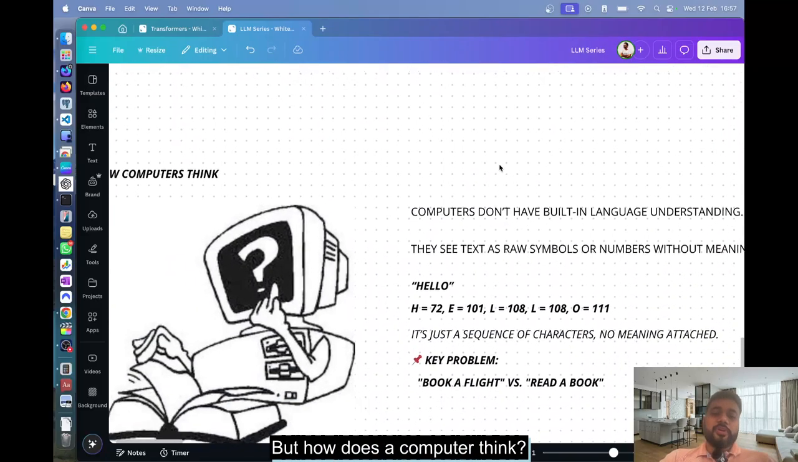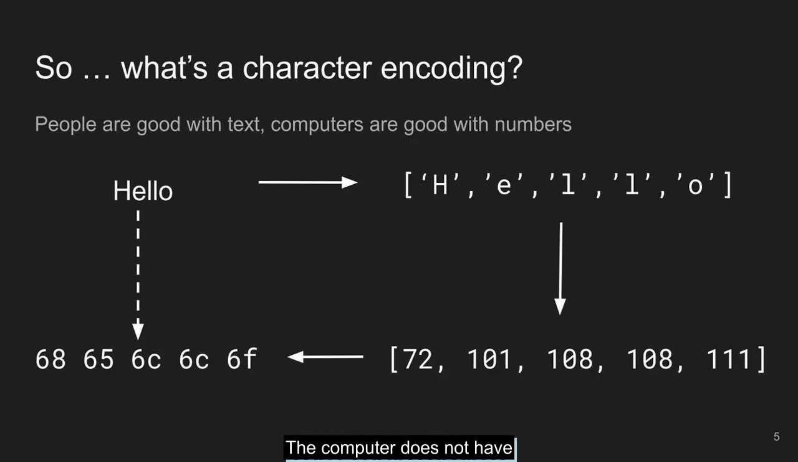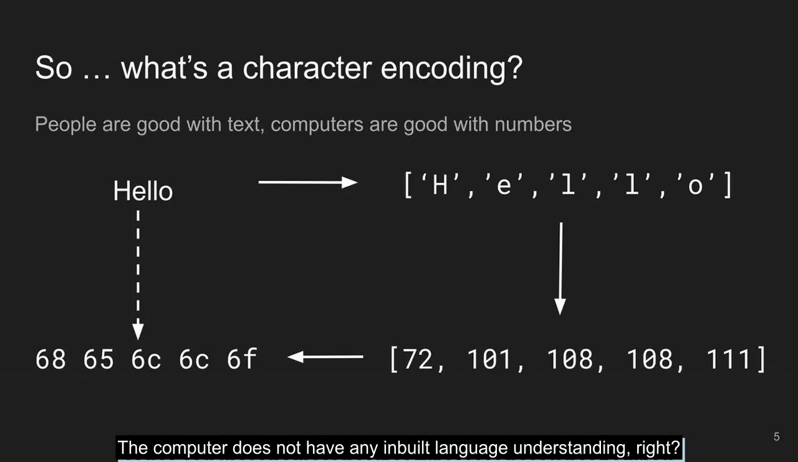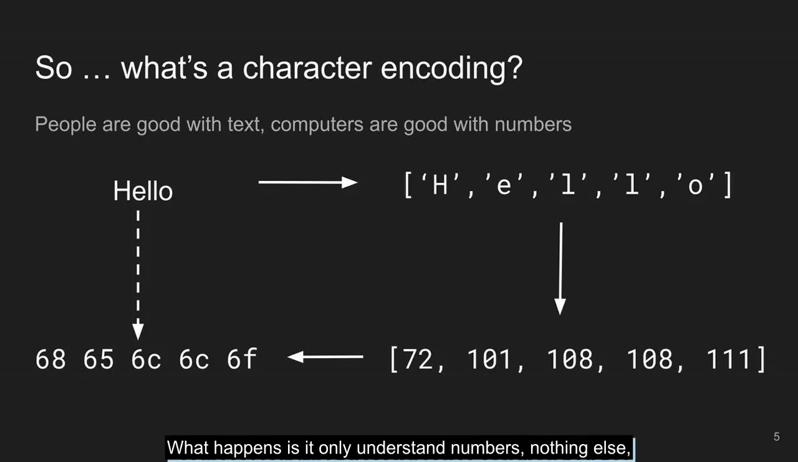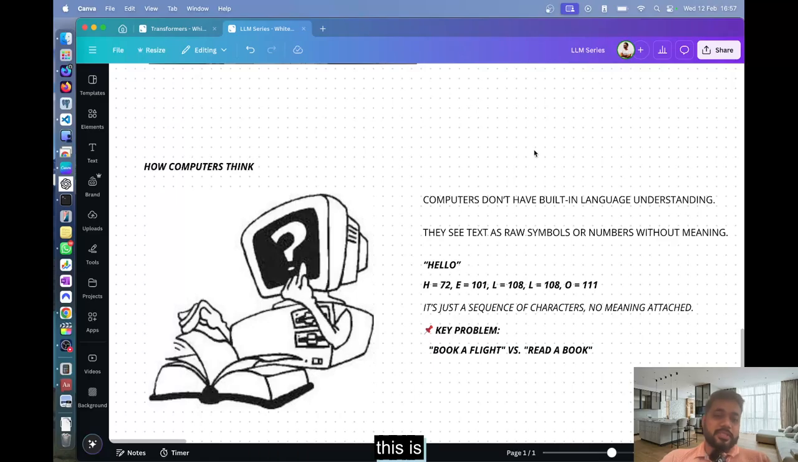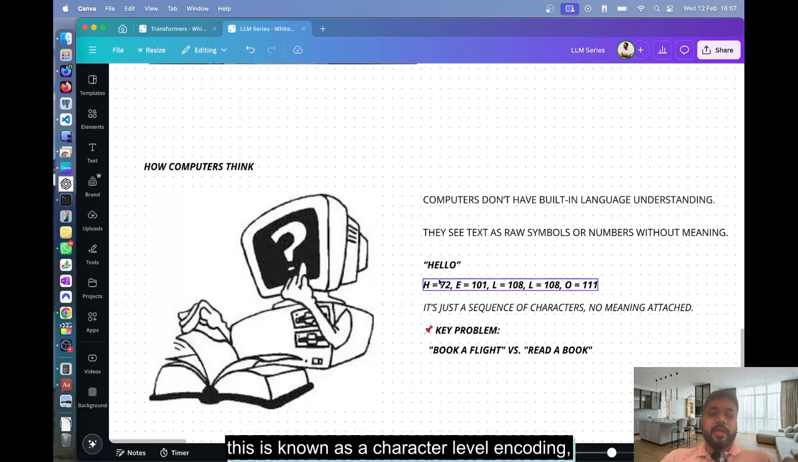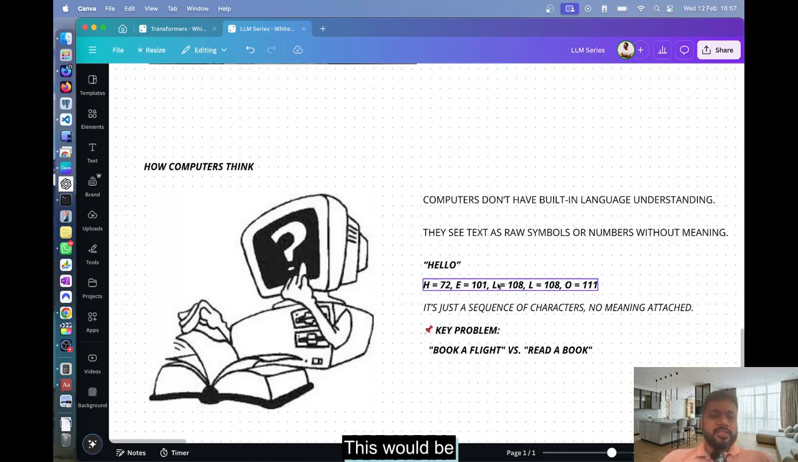But how does a computer think? The computer does not have any inbuilt language understanding. It only understands numbers, nothing else. So initially what we did was what is known as character level encoding, where each character we assign a particular number to. This would be unique to a particular character, and symbols of course. And then we just take a sequence of characters with no meanings attached to it.